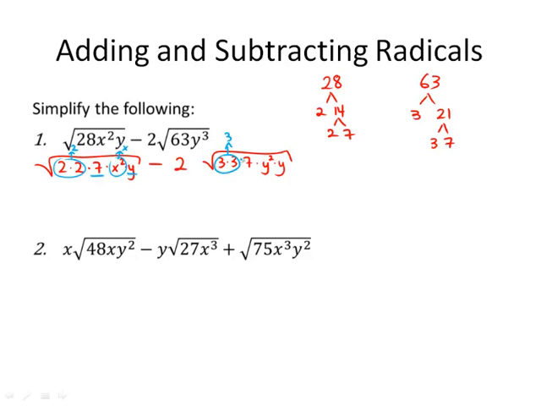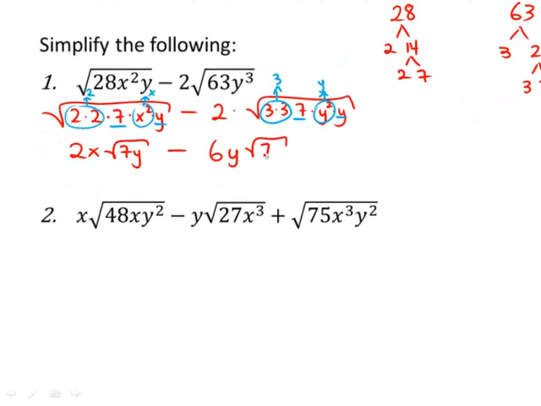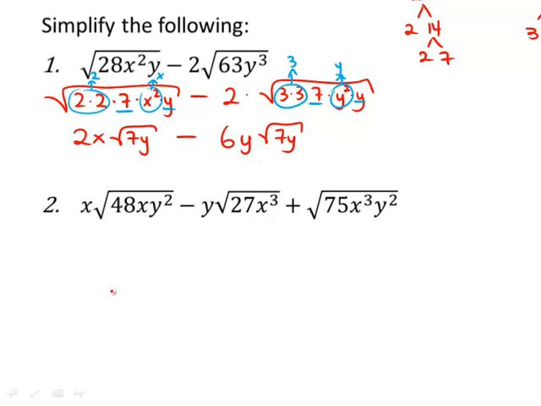The 3's come out, the 7 stays, y comes out, and a y stays. Here we go. We got 2x root 7y minus, now we can multiply the 2 times the 3 and the y, which gives us 6y root 7y. Now this is a great example of a place where you would likely try to combine them, but you can't, because the endings are not the same.